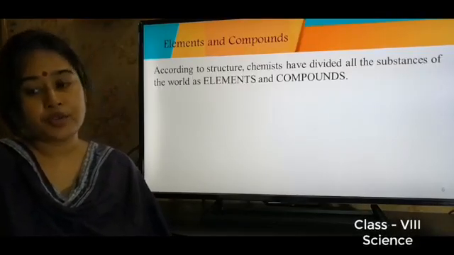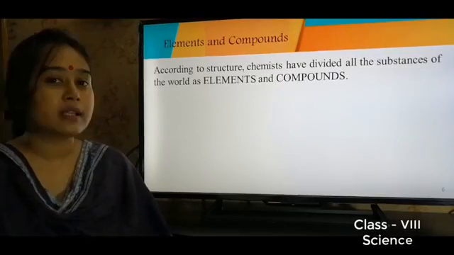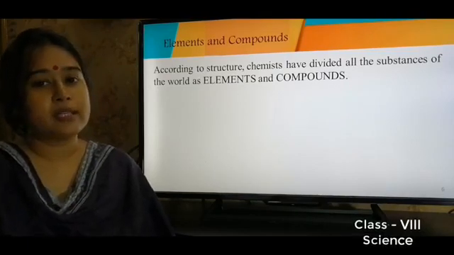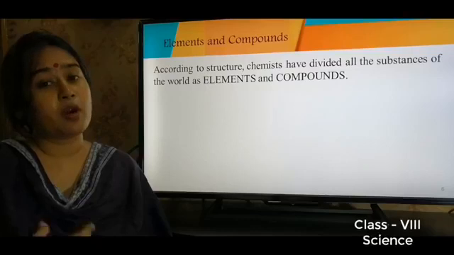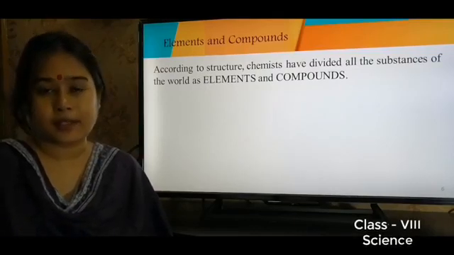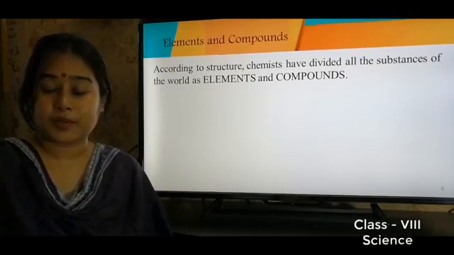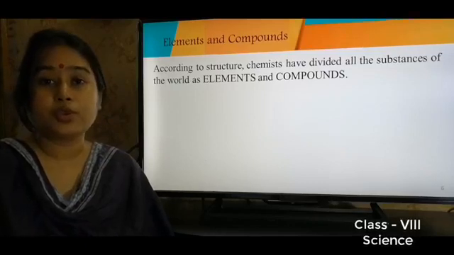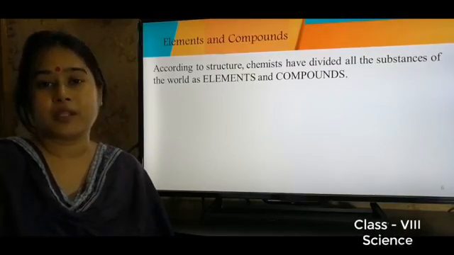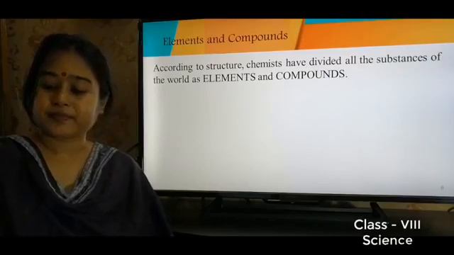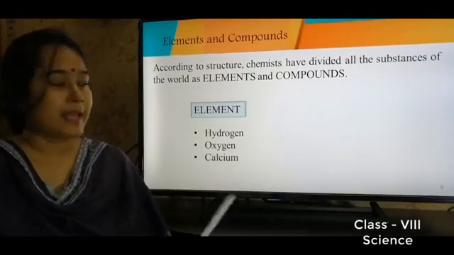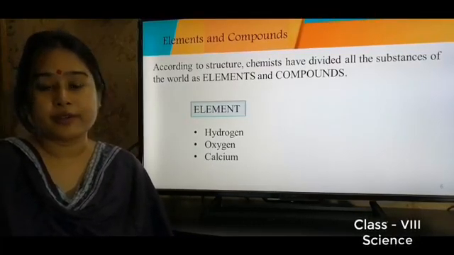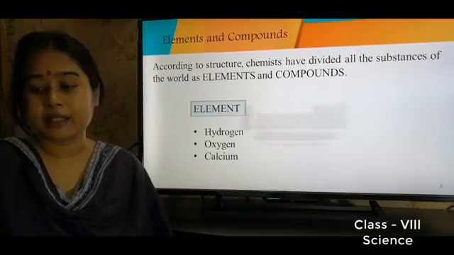Elements and compounds. You know, according to structure, chemists have divided all the substances of the world into elements and compounds. So what is an element? The substance that is made of one kind of substance, we call that an element. And the things that are made of more than one element are called compounds. Examples of elements are hydrogen, oxygen, calcium, iron.